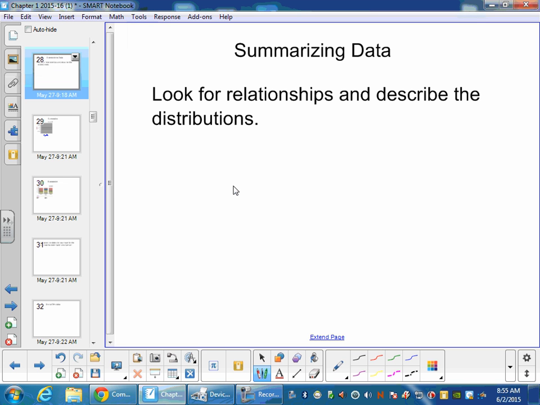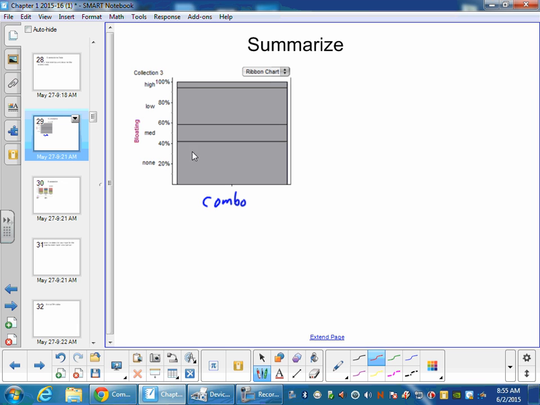Our last step in the analysis of categorical variables is to summarize the data. So we look for relationships and we describe those distributions. For instance, if I look at this segmented bar graph, we want to describe what we see.